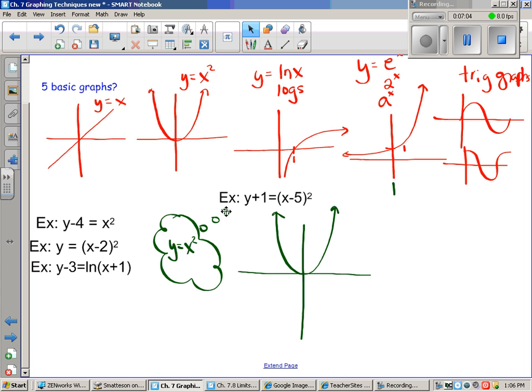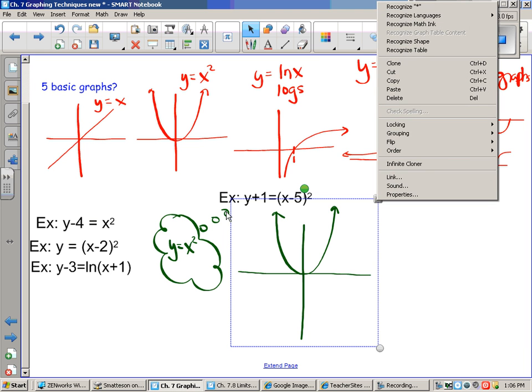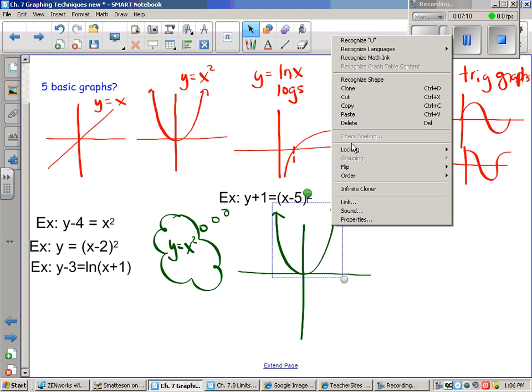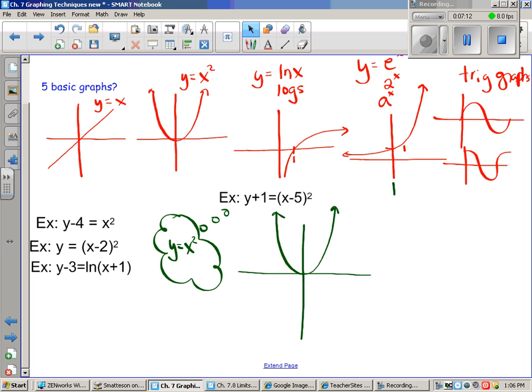And so what's going to happen to this graph is it's going to shift. How? I'm going to shift it to the right 5, right? To the right 5. And then what am I going to do to the y value? I'm going to go down 1. And so this becomes 5, negative 1.